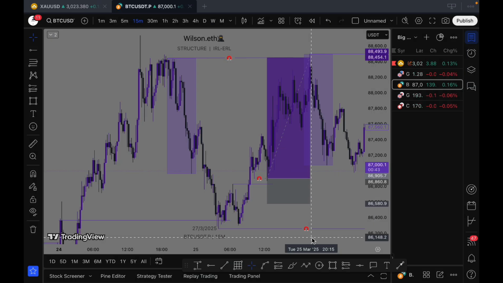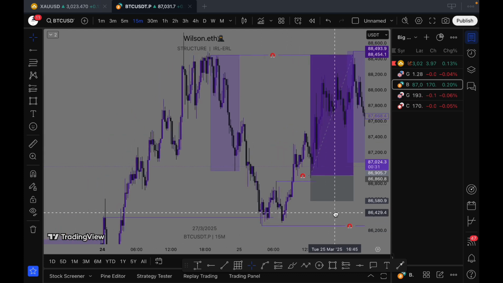Wilson FX here, and this is another trade breakdown on BTC USD. This is how I took my trade on BTC.